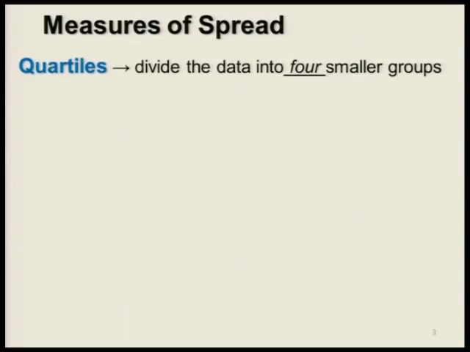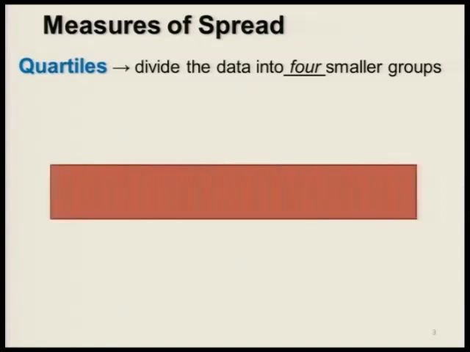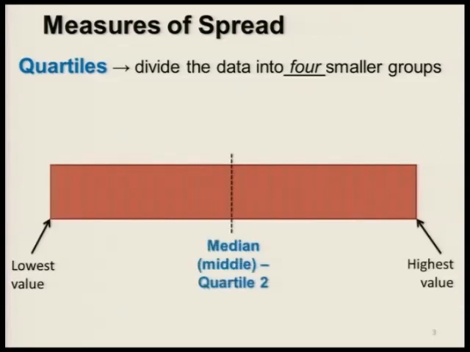Another way of talking about spread, or to look at how data are spread, is to look at what we call quartiles. What the quartiles do is divide the data set into 4 smaller groups. Remember earlier we spoke about the median, which divided the data into 2 smaller groups. If there is our set of data, there is our lowest value, our highest value. In the middle we put the median, which is dividing the data set exactly into 2 equal parts.